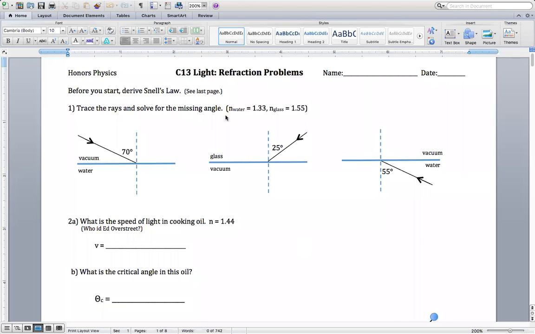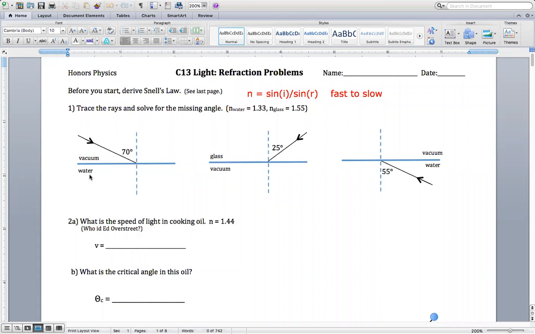All right, let's try a couple of problems from the handout. We all know Snell's law, n equals sine I over sine R. And you have to remember that that was derived for going from fast to slow. Well, let's take a look at the first diagram.